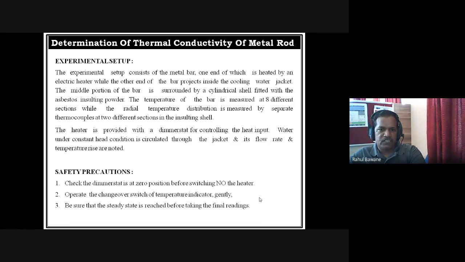Safety precautions. Whenever we start any equipment, always check that the thermostat is at zero position and only then switch on.